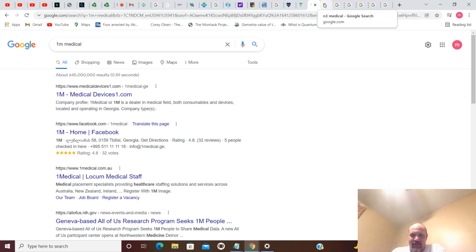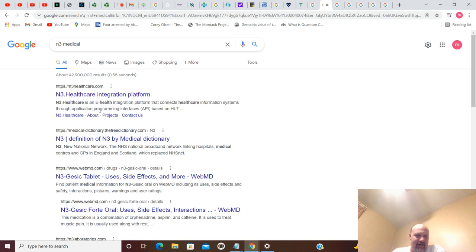And if you move on, you have N3. And N3, how about N3 Healthcare Integration Platform? N3 GZIC tablet uses, side effects, and more. So you got a couple of things here. You got a healthcare innovation platform, and you have a GZIC tablet. So with side effects, imagine that.